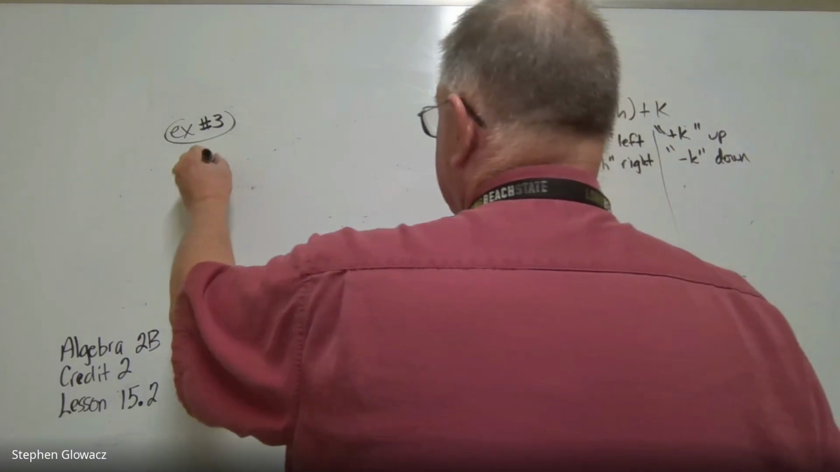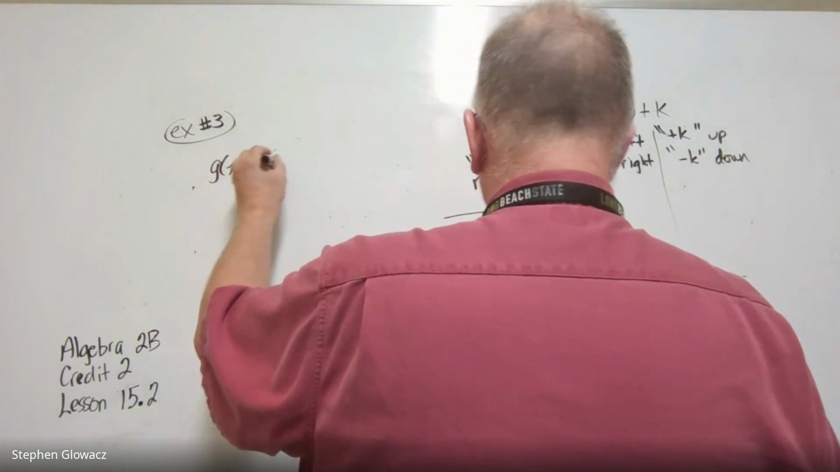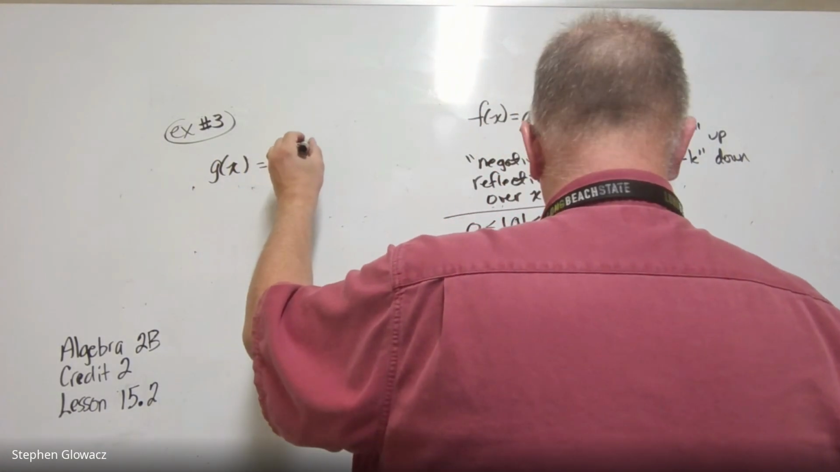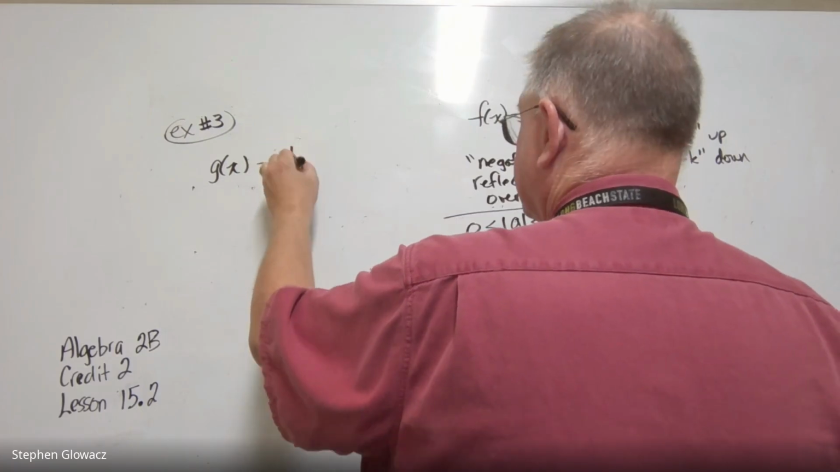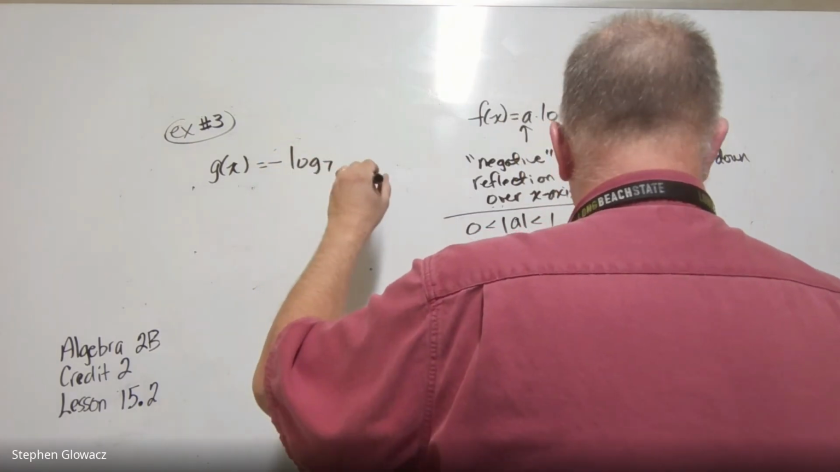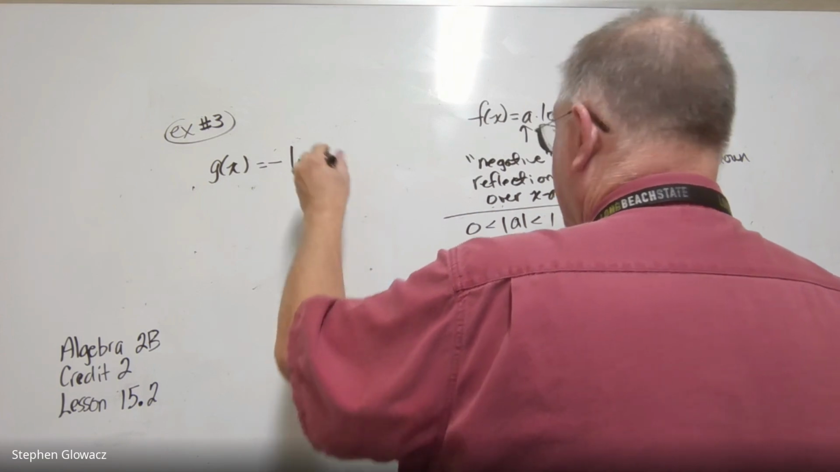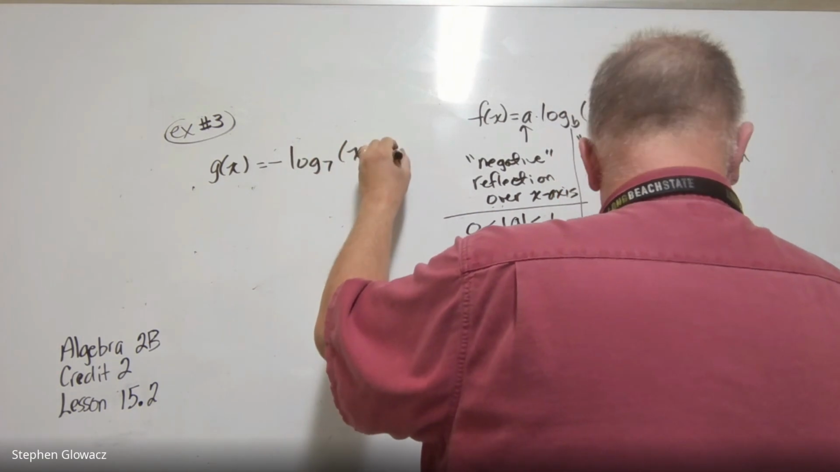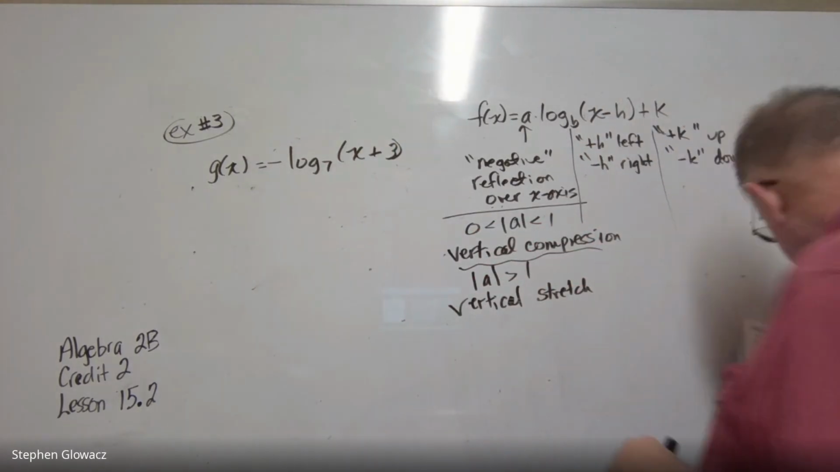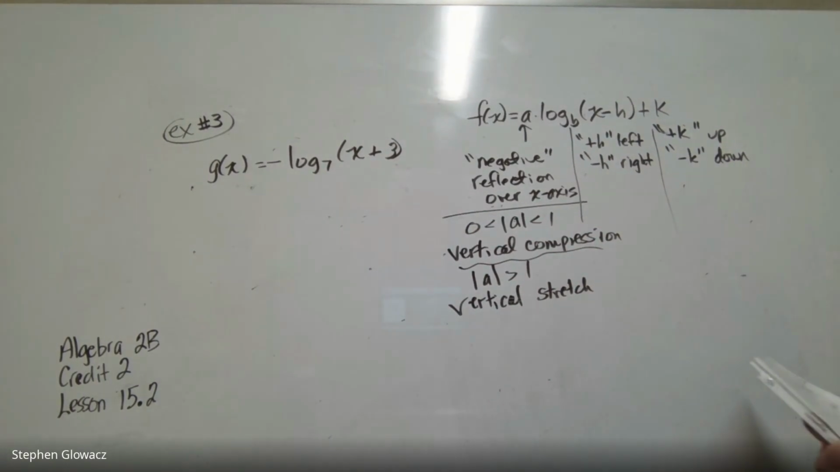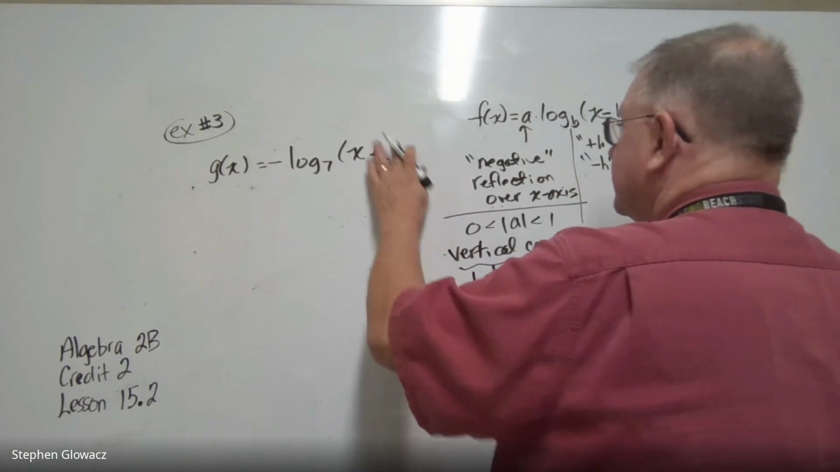We have g of x equals negative log, whoops. Yes, that's right. Make sure we do the right one. Log base 7 of x plus 3. All right, so let's go ahead and take a look at that, the transformations. And let's write that a little bit neater.